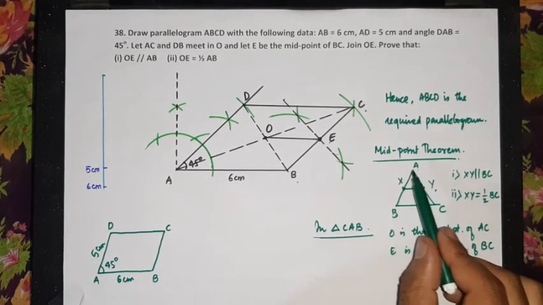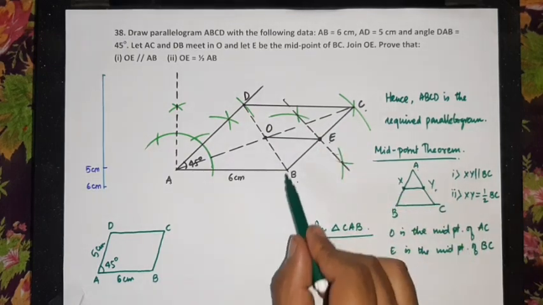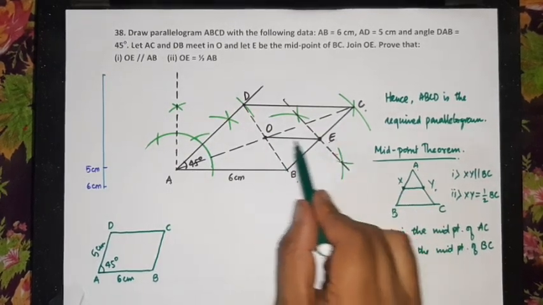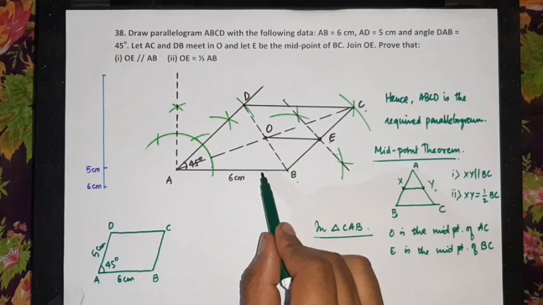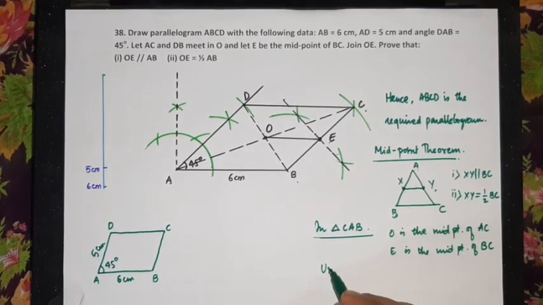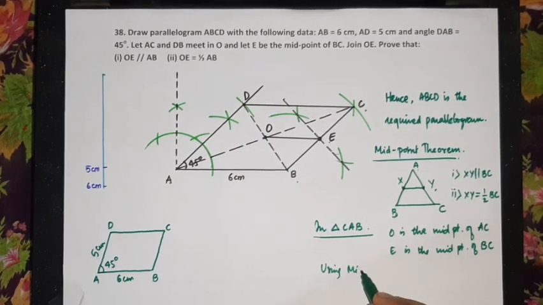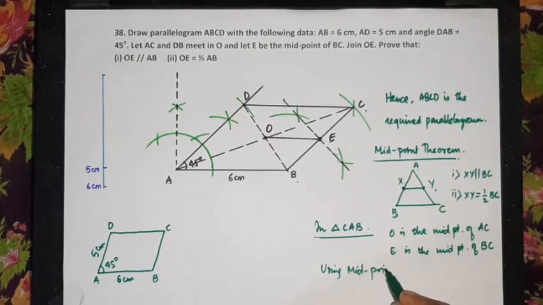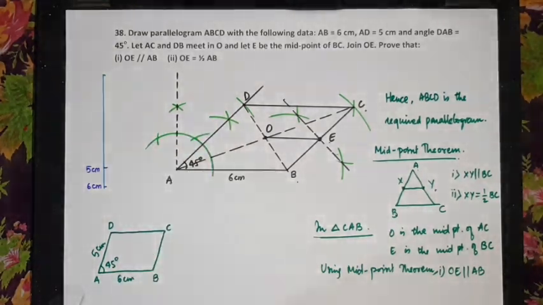So if I use the midpoint theorem in this particular triangle, this is my XY, so this XY has to be parallel to BC, right? So using the midpoint theorem, we say that OE is parallel to AB, right? This is my first one, so that's what we need to show in the first case.